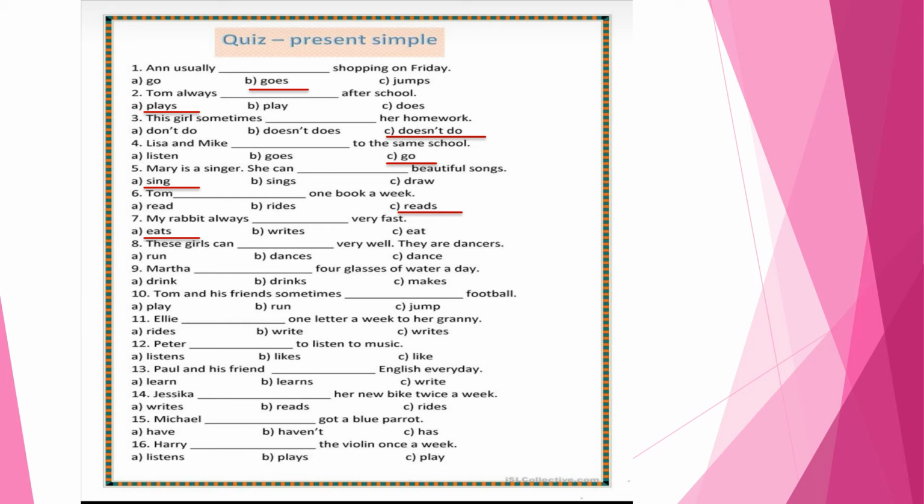Number 8, these girls can run or dance very well. They are dancers, so you will choose dance because after can the verb must be an infinitive.